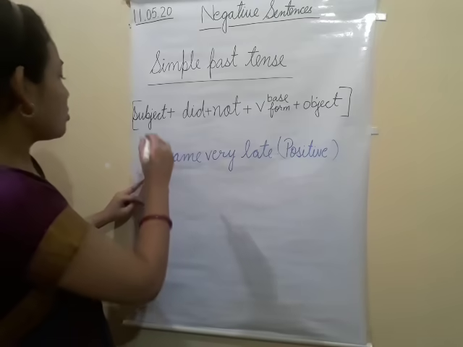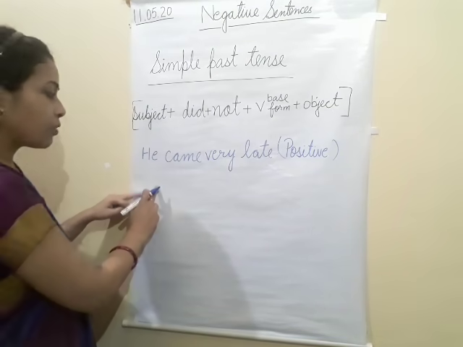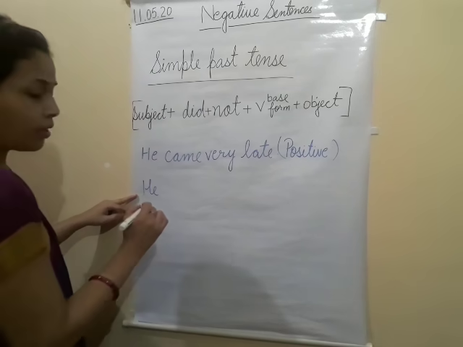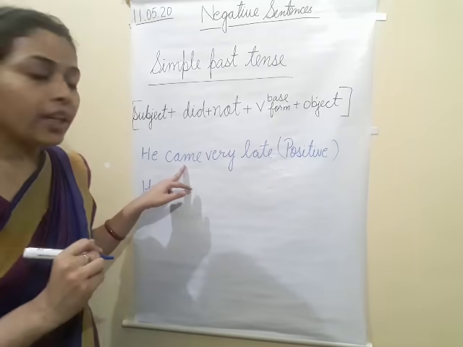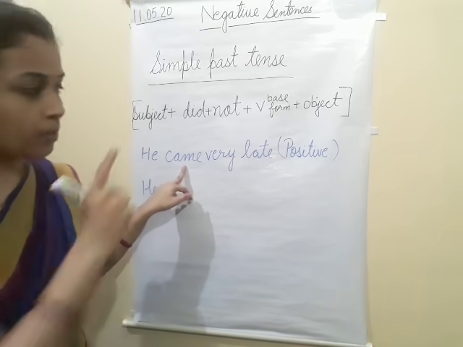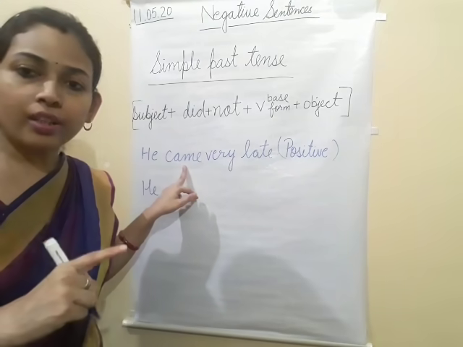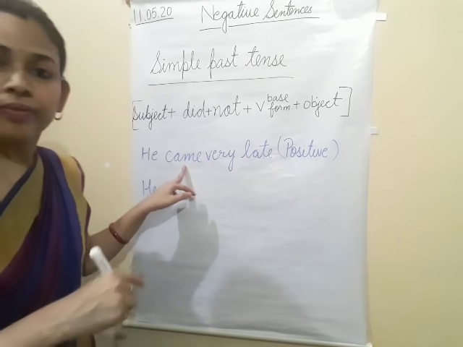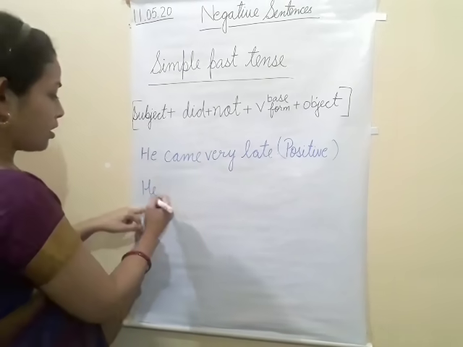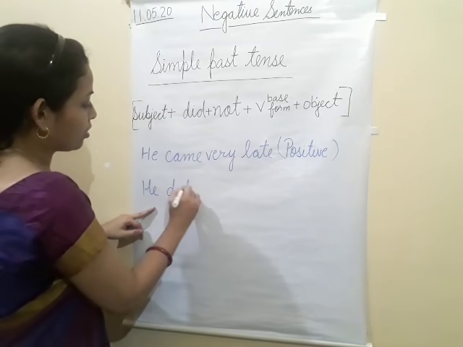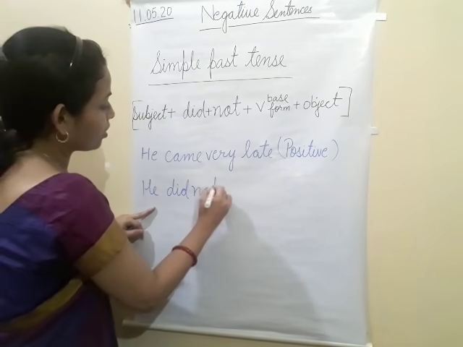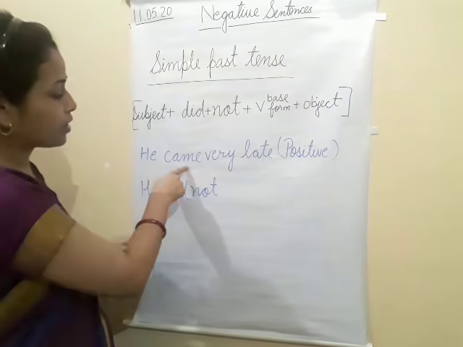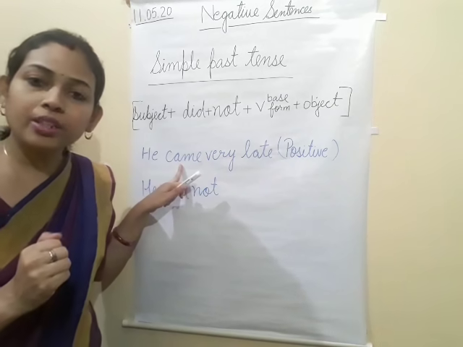So here, according to the subject, we will write the subject he. Now came: in the affirmative of simple past tense we use the second form of the verb. But when we change into negative, it will be according to this. He did not. Now where is the verb here? Came is the verb.